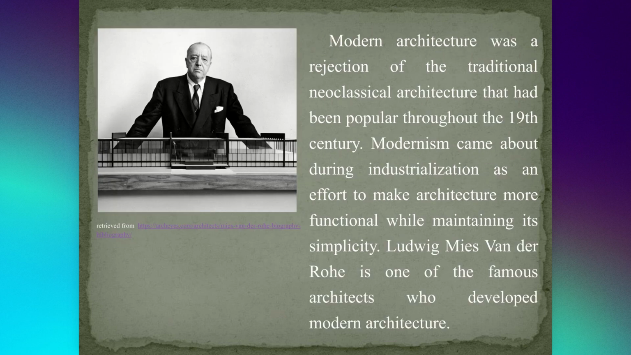Modern architecture was a rejection of the traditional neoclassical architecture that had been popular throughout the 19th century. Modernism came about during industrialization as an effort to make architecture more functional while maintaining its simplicity. Ludwig Mies van der Rohe is one of the famous architects who developed modern architecture.